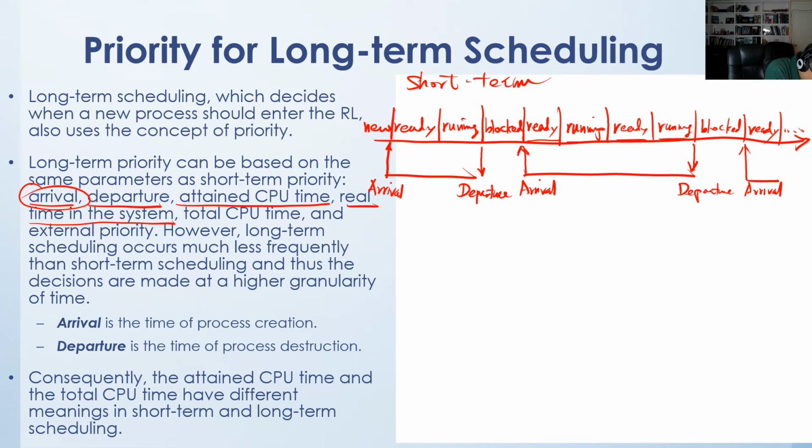Now, for the long term, let's draw the timeline. So the process is created over here, so it's in the new state, right? And also ready, running, blocked, ready, running, blocked, ready, blocked, ready.